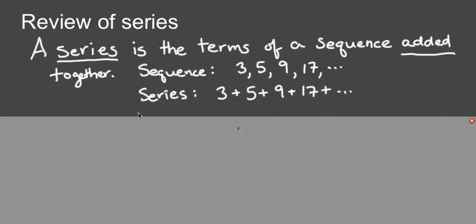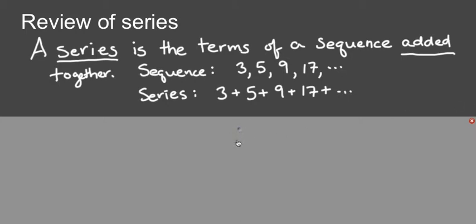In this video, we're going to review what a series is. Here you see a definition. A series is the terms of a sequence added together. So whereas a sequence might be 3, 5, 9, 17, and so on, going off into infinity, the series looks exactly the same except instead of commas, we have addition signs. So 3 plus 5 plus 9 plus 17 plus ... means that this continues off into infinity.